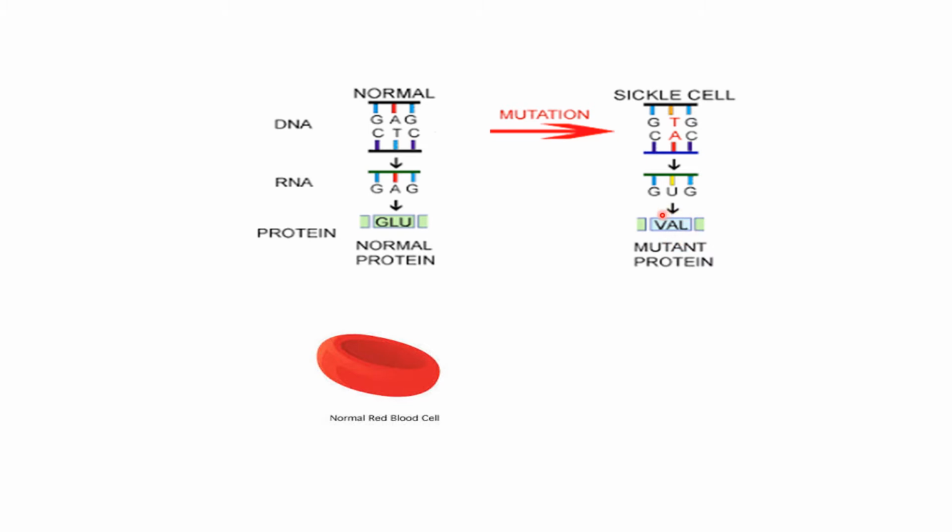If valine is present in the beta globin chain, then the protein is mutant. If the protein is mutant, then the structure of RBC is abnormally changed. This is the sickle cell RBC. So the mutation at the 6th position of the beta globin chain, in which the glutamic acid is replaced by valine, results in the sickle cell shape of the RBCs.